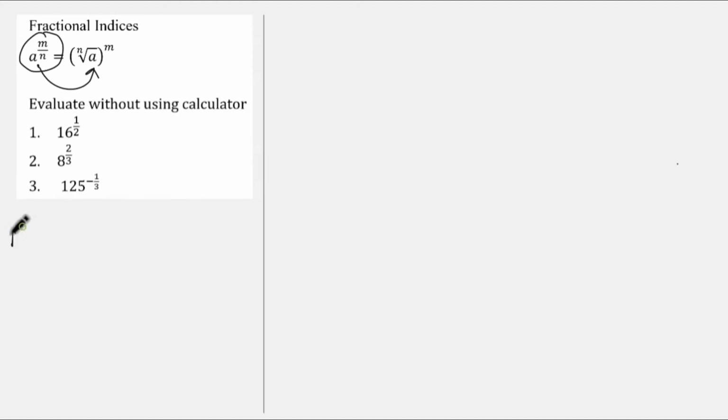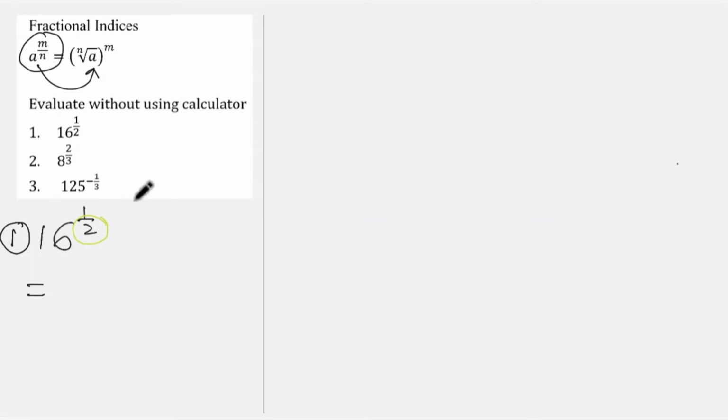So let's solve question number one. It's 16 to the index of 1 by 2. Let's convert this straight away into square root form. If you look at the denominator, we have got 2 in the denominator. So 2 means second root, means square root. So let's convert this into square root and let's solve it.